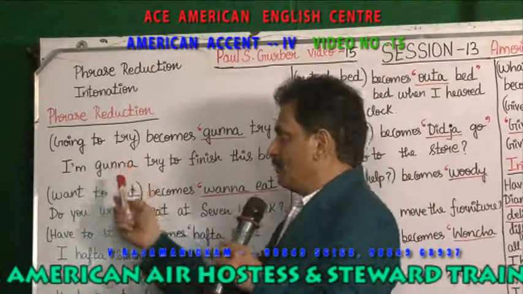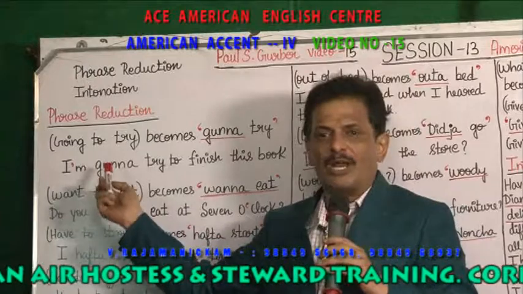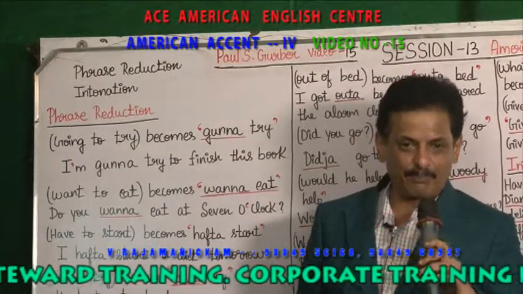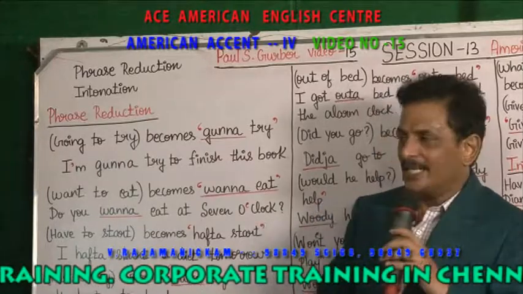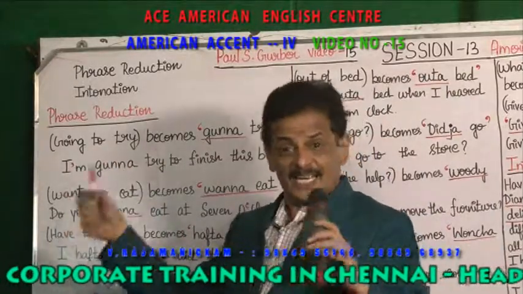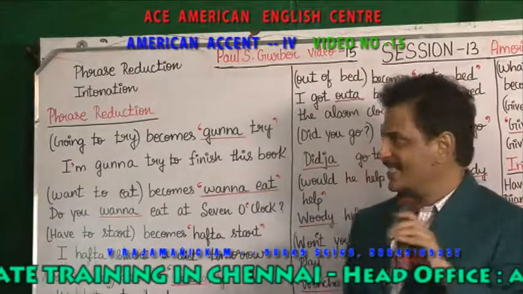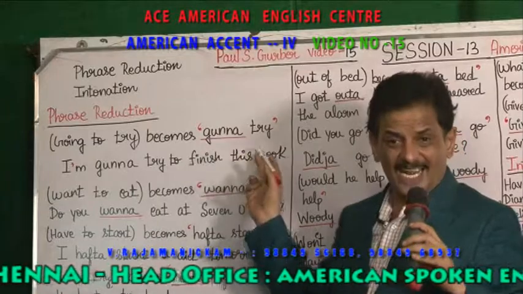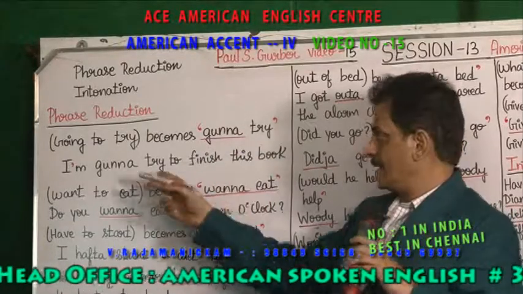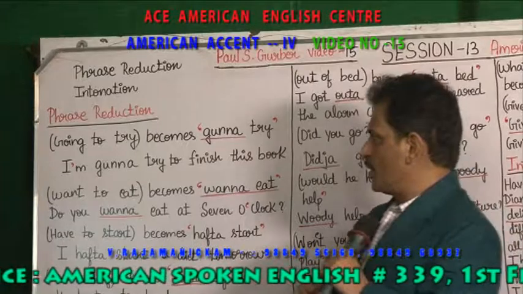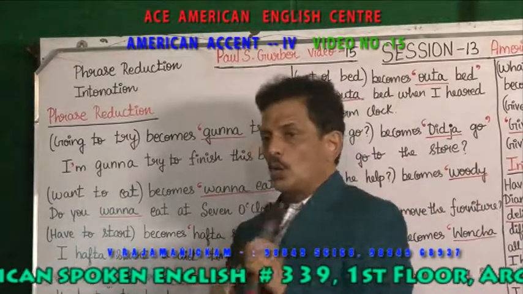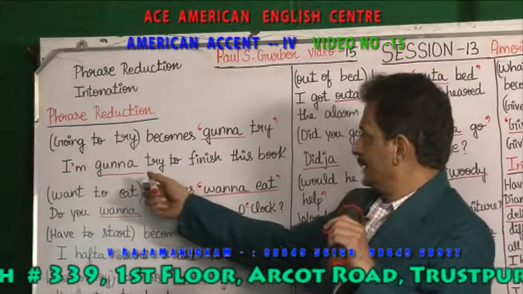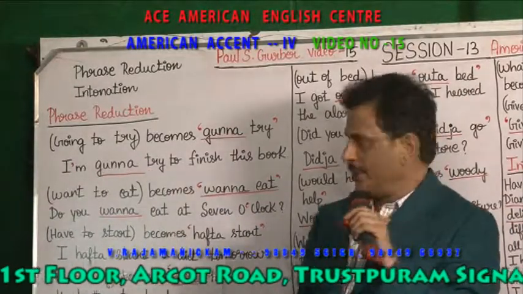For example, phrase reduction: going to try. You don't say going to try separately. What you are going to do, it is a phrase. It gives a meaning but not a complete sense. So it becomes what? Gonna try. Are you gonna try? I'm gonna try to finish this book. So going to try changes into gonna try.